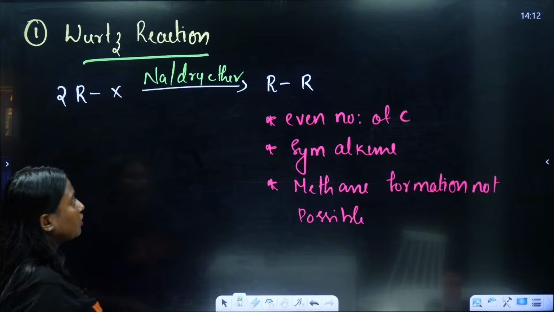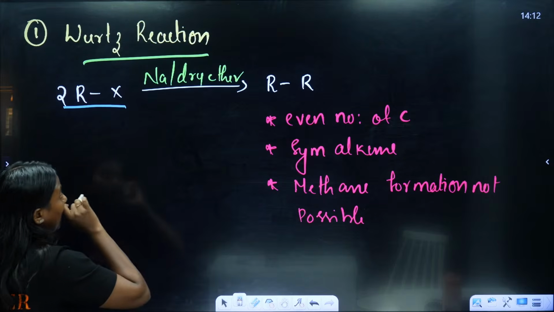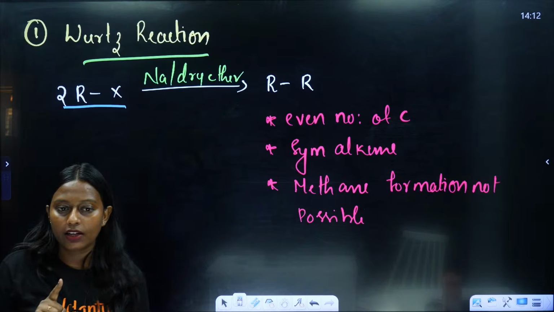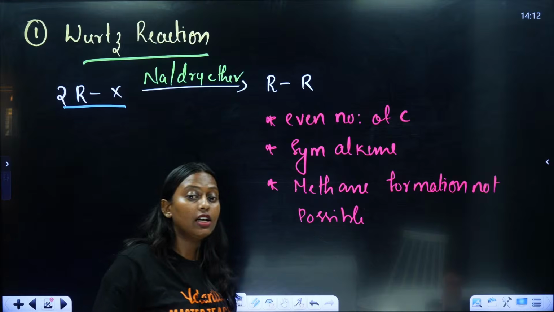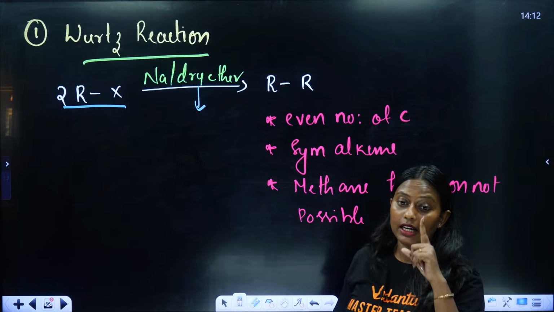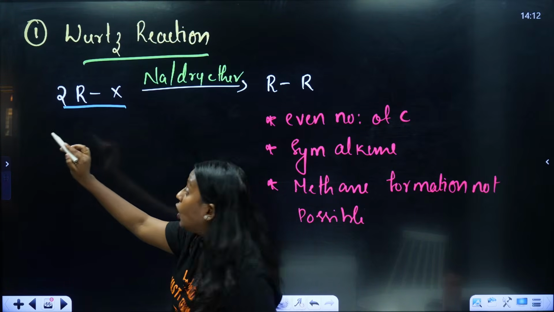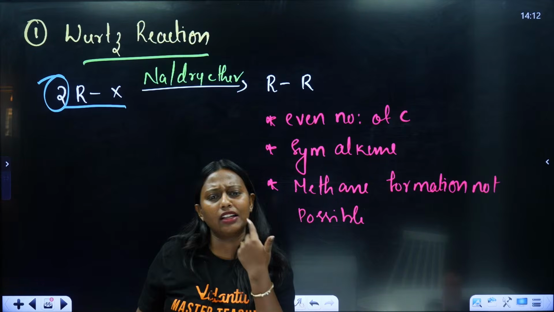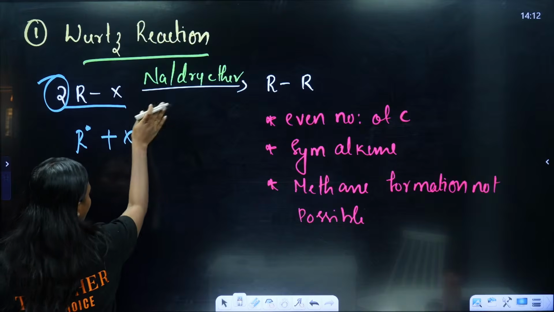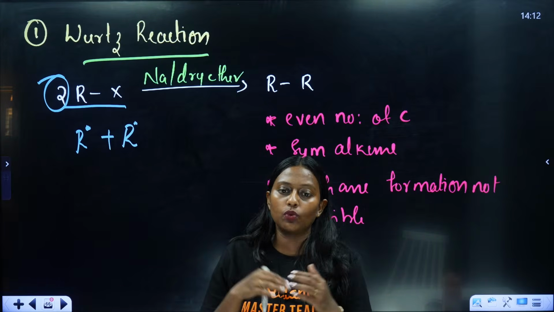So here is the first reaction, that is Wurtz reaction. Here you can see RX is reacting with Na, sodium. Wurtz reaction means an alkyl halide reacts with sodium in dry ether. Like this, we have one more equation, the Grignard reagent equation. In Wurtz reaction we should take two alkyl halides, this is very important. Then free radicals will form, alkyl free radicals, and they will couple.